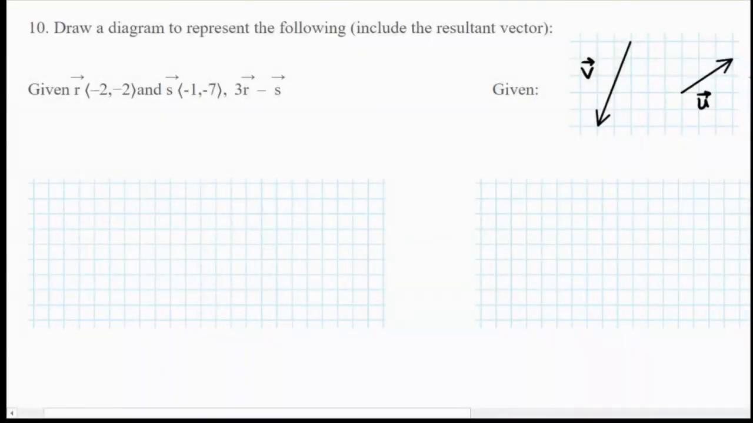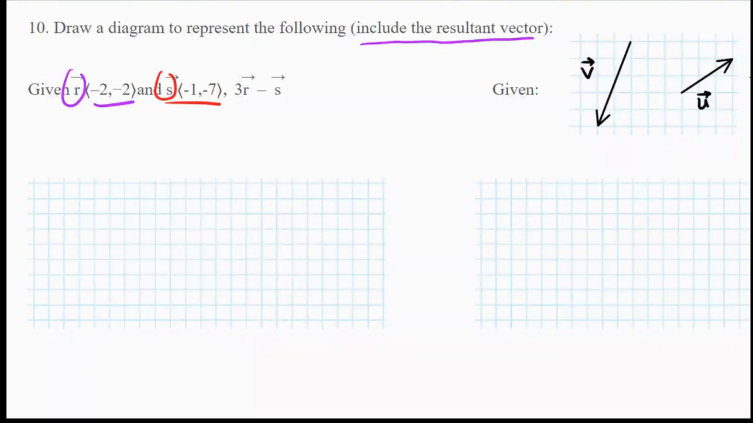Here we're asked to draw a diagram to represent the following and also include the resultant vector. In the first one, we're given vector r is -2, -2, and vector s is -1, -7. A couple of things to do here.